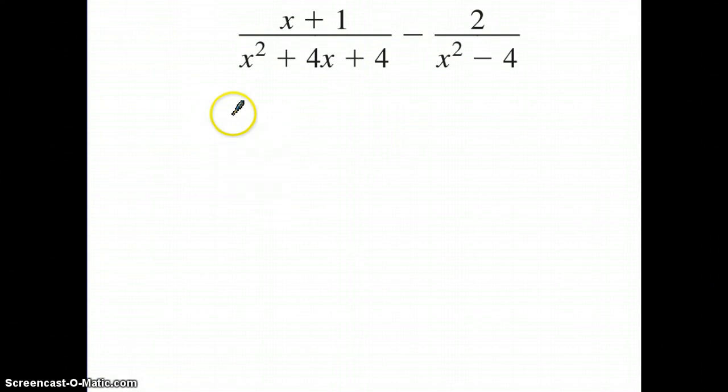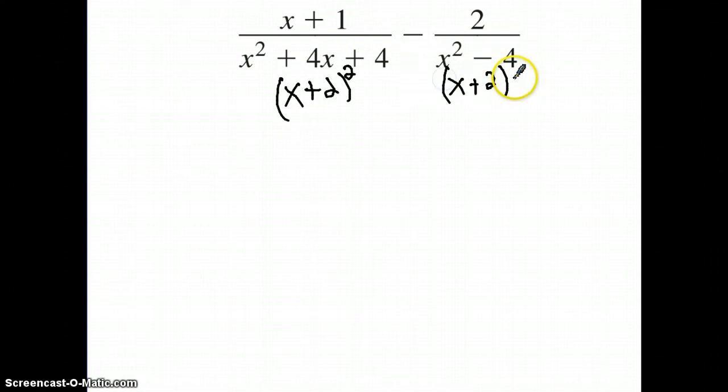So once again, let's factor this. Remember, you always want to factor to make your life easier. Well, if you factor this, hopefully it's not too much of a stretch, but it's just the quantity x plus 2 squared. And this is x plus 2, x minus 2.